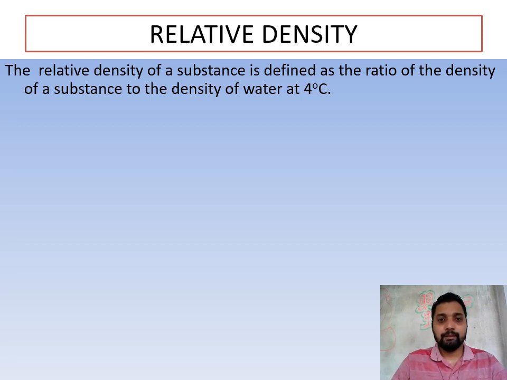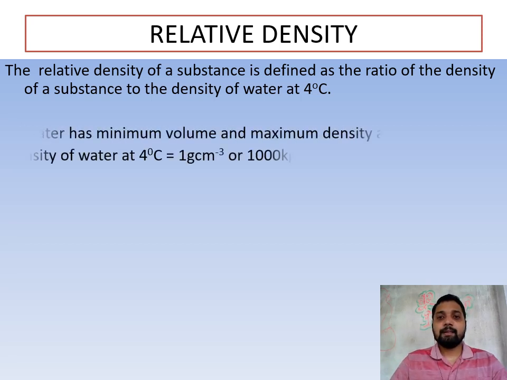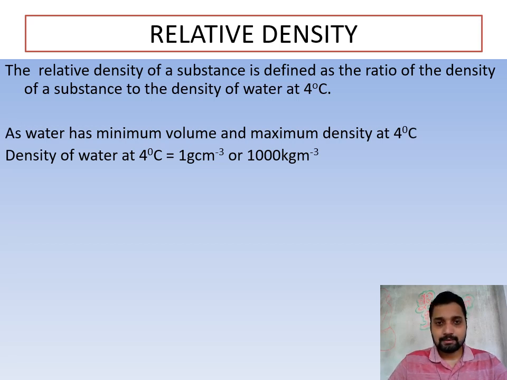Because if we look here, water has minimum volume and maximum density at 4 degrees Celsius. That is 1 gram per cm cube or 1000 kg per meter cube. Means 1 gram per cm cube or 1000 kg per meter cube. That is the density of water at 4 degrees Celsius. And it is the maximum. Because water has another property, anomalous expansion, that we will read in our heat chapter.